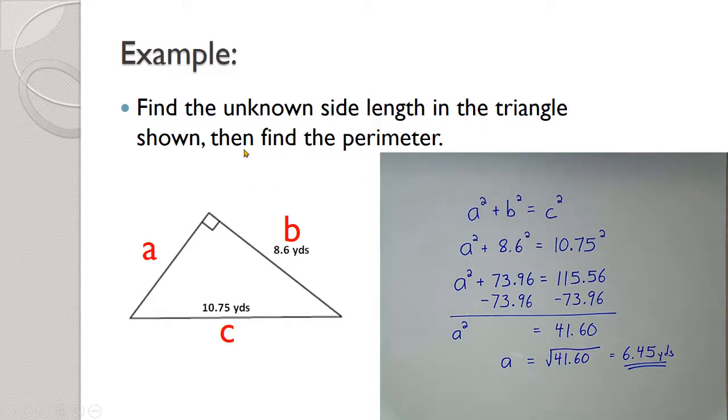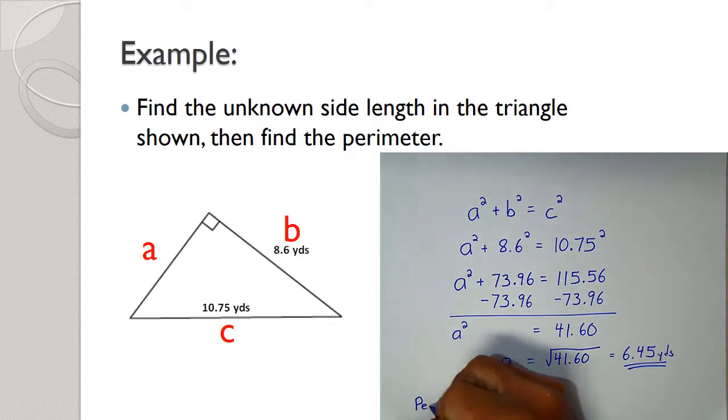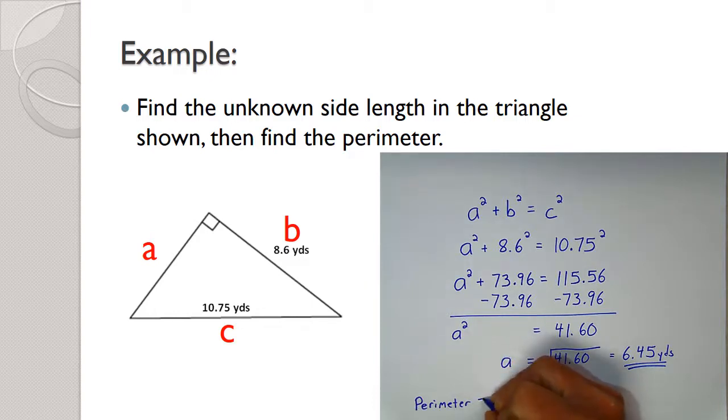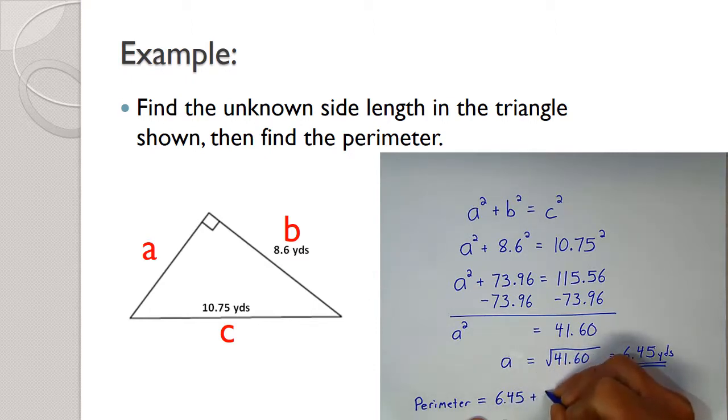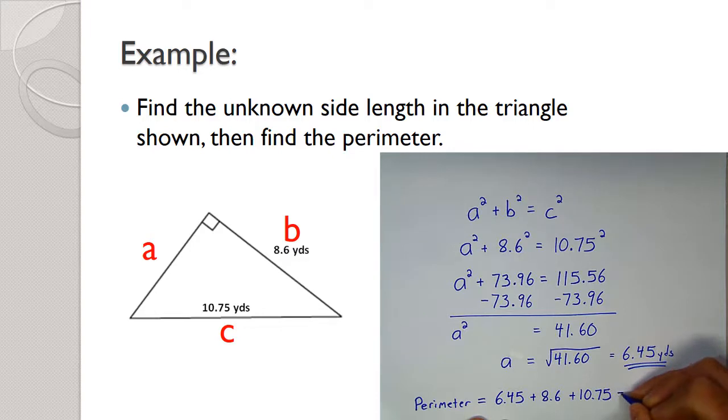Now notice that this question says, then find the perimeter. So we can do that based on our earlier work. We know that the perimeter is simply the total distance around. And so our perimeter is going to be the sum of these three sides. A, which is 6.45 yards, plus B, which is 8.6 yards, and C, which is 10.75 yards. And if we add all those together, we end up with our perimeter, which is 25.8 yards.